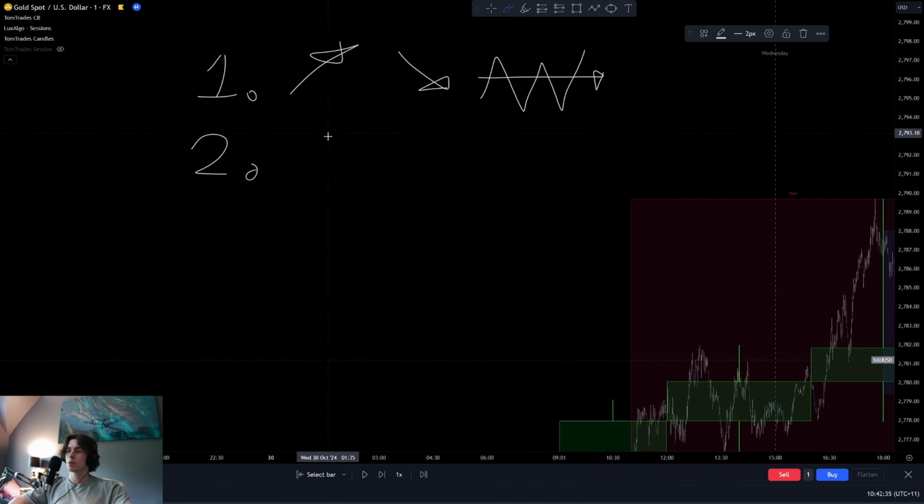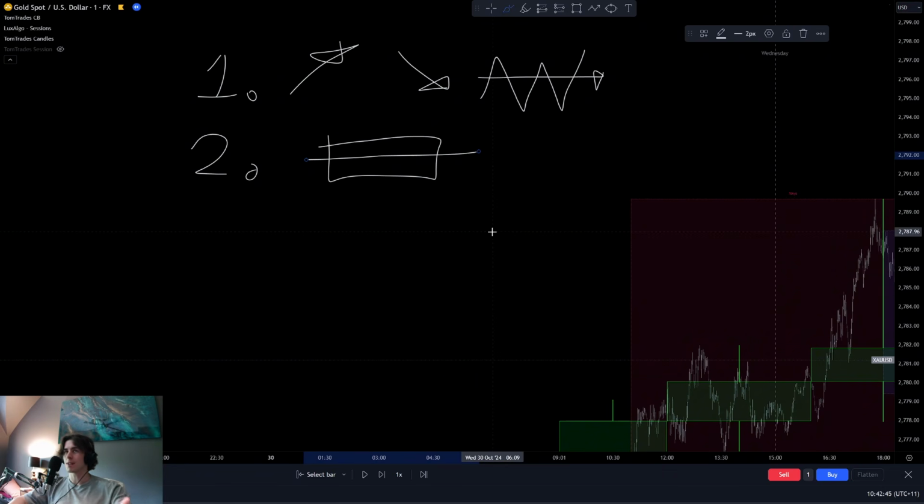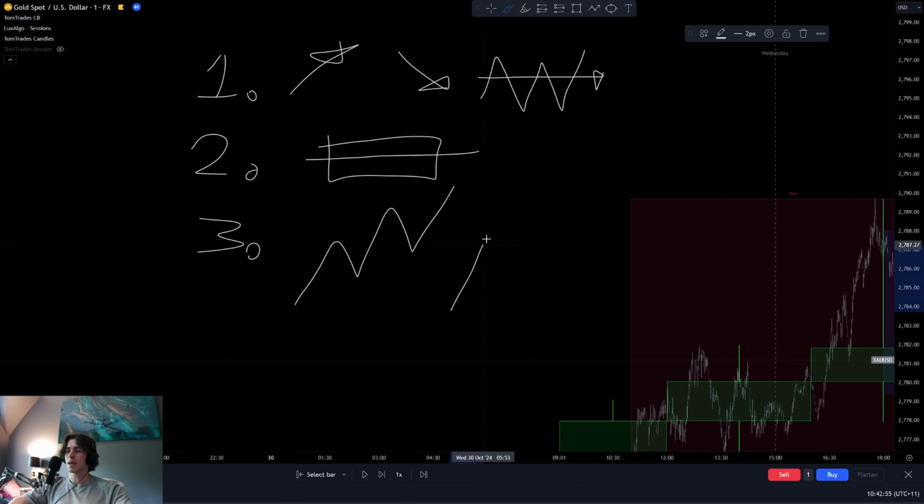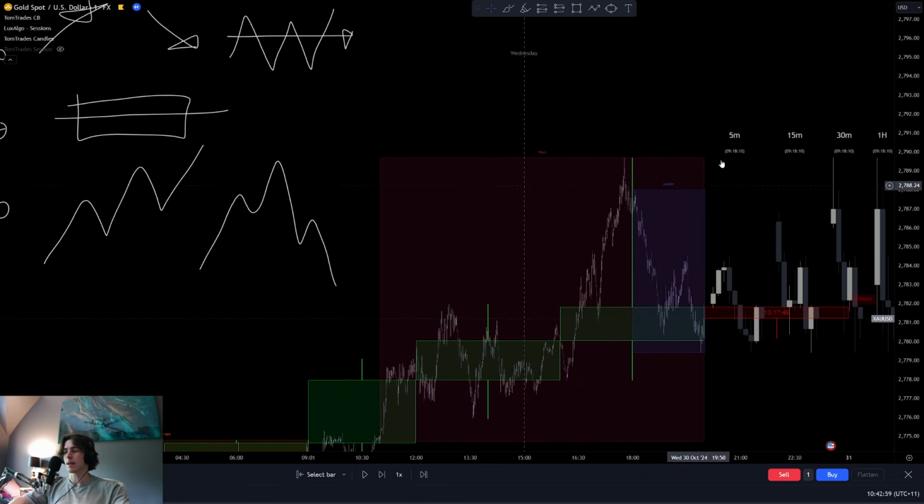For step 2, I just look for a basic area of interest or level. So where has price reacted in the past? I'm looking to buy in that area if I'm looking for continuation. It could be break and retest, it could be market structure shift. We'll go through some examples. For step 3, it's just an entry model. It can be a simple break and retest. It can be a shift in market structure, a change of character, anything like that.